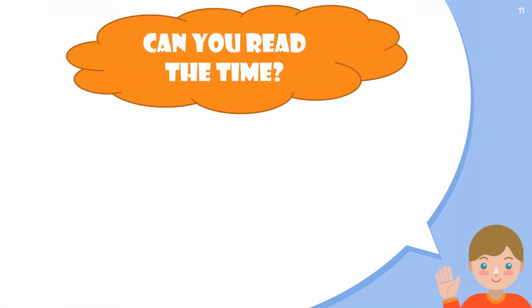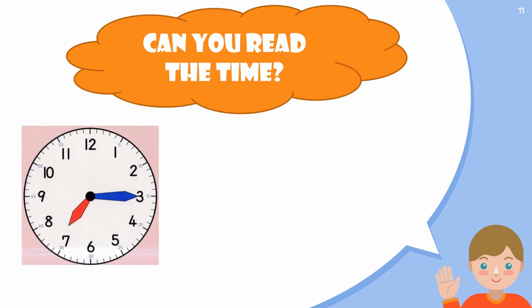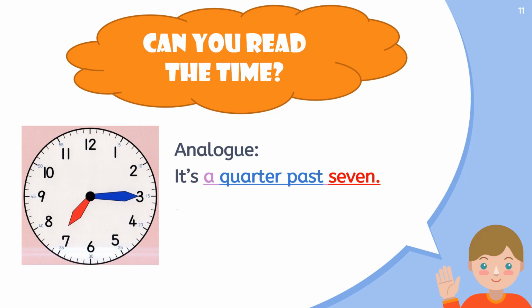Next, the examples of a quarter past. Can you read the time? Okay, for the analog one, you will see it's a quarter past 7. And imagine it is a digital clock, so you will read it is 7:15.